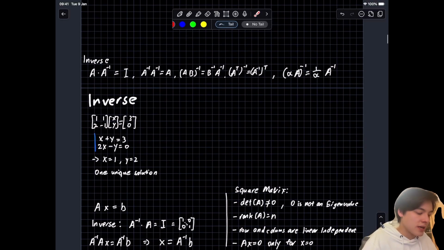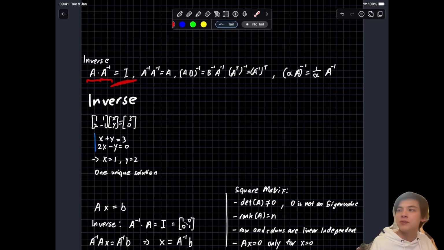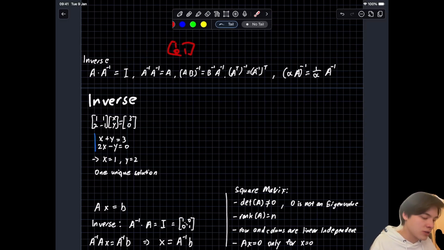So let's look at the inverse. A times A inverse would give us the identity matrix. The identity matrix would do nothing to our value. So if we have, I don't know, it's like this, 1, 1, 0, 0, and if we have x, y, we would just get back x, y. Yeah, because it's just x, y, whatever.